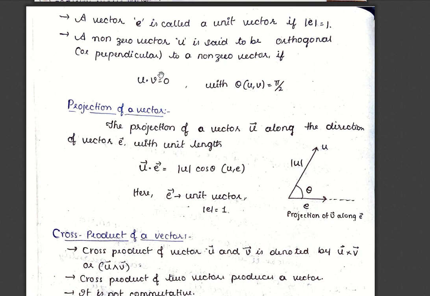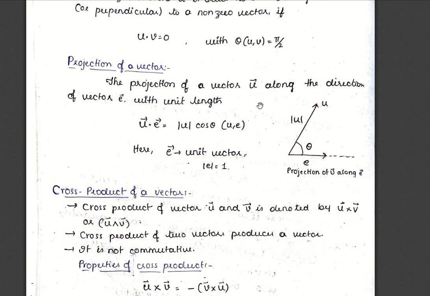So how will it become? For example, if vectors u and v are mutually perpendicular, what will you get? |u| into |v| cos theta. Here theta is 90 degrees, since they are orthogonal. So cos 90 is 0, and the entire thing multiplied by 0 will give you 0. So u dot v is 0 with theta equal to pi by 2 because they are orthogonal.